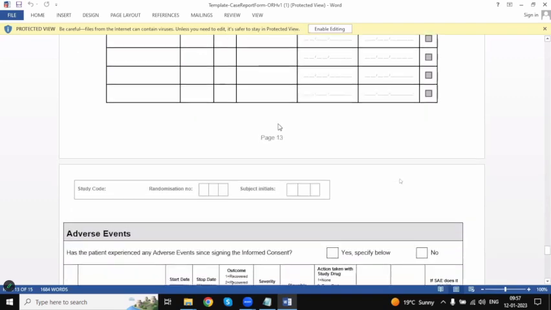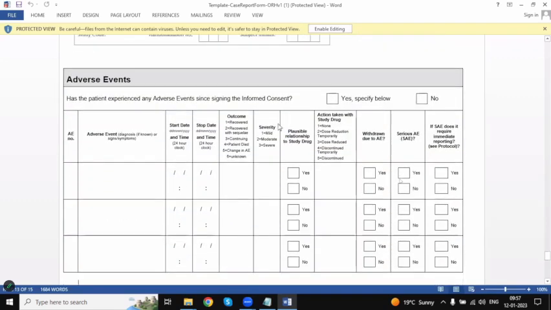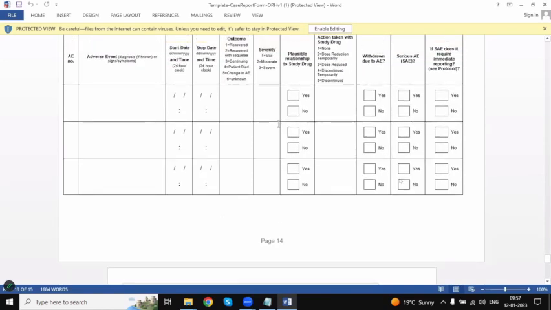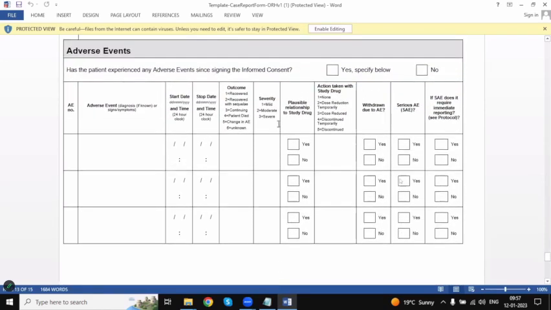Next, your separate page: adverse events. Adverse events is nothing but side effects. Once the clinical trial has started, this is important. What side effect did you get? When did it start, when did it end, how severe is it, what is the final result? Did you recover or not recover? All this type of information will be captured in the adverse event page. There is a separate page you have.